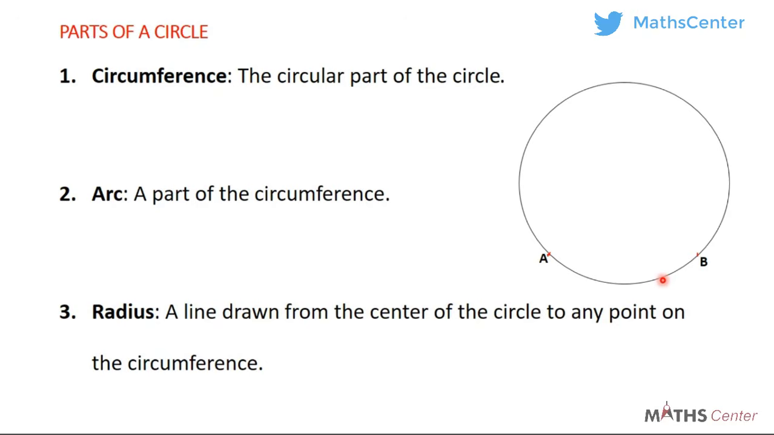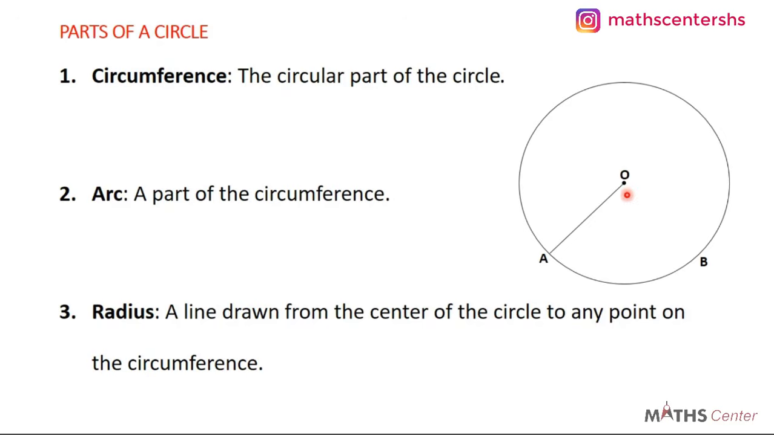The next one that we are going to consider is what we refer to as the radius. The radius of a circle is a line drawn from the center of the circle to any part on the circumference. So the line drawn from the center of the circle to any part on the circumference is referred to as the radius of the circle. So let's say that with this circle, we have this point here being the center of the circle, and we will call that point O. If you draw a line from point O to any point on the circumference, that line is referred to as the radius of the circle.